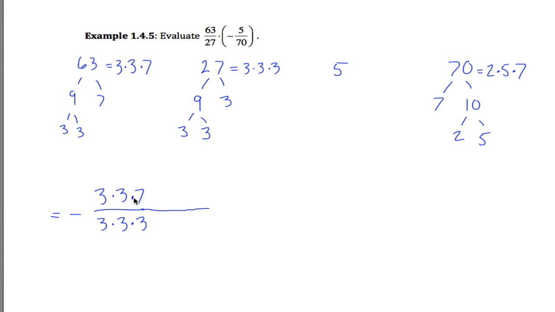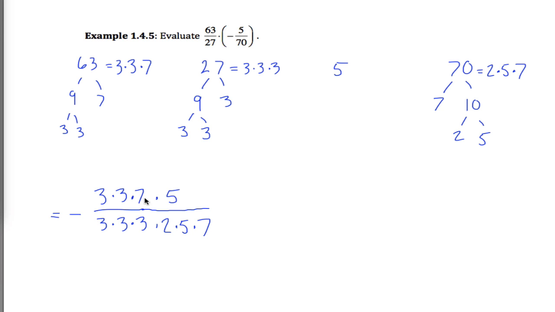Rather than write this as two fractions and then combine them, just go ahead and combine them right at the start. I have this 5 in the numerator and this 2 times 5 times 7 in the denominator. So I'll save one step in example 1.4.5. If you'd like to see that step, watch example 1.4.4.